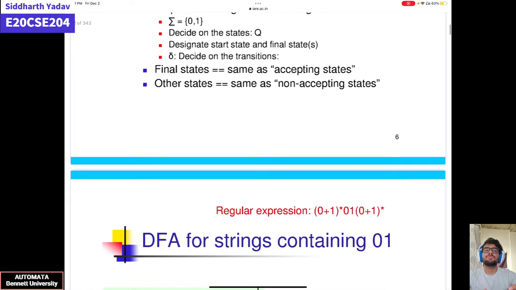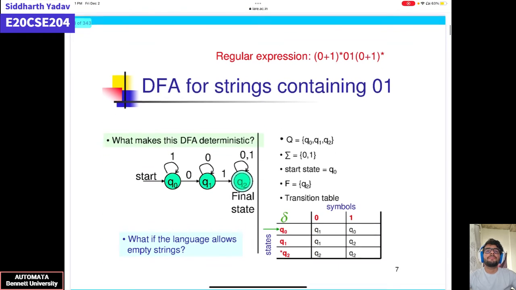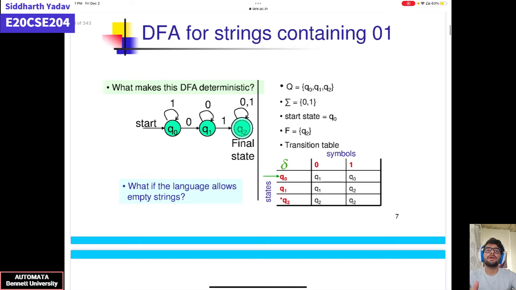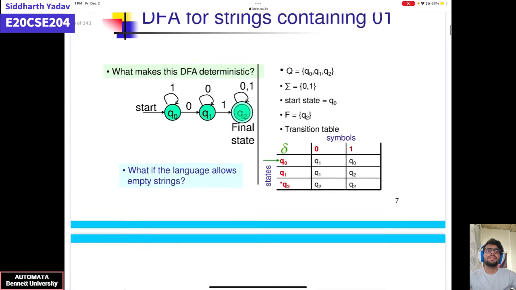Final states, same as accepting states. Other states are the same as non-accepting states. Regular expressions: 0 plus 1 star 0 1 0 plus 1 star. DFA of strings containing 0 1. What makes the DFA deterministic?